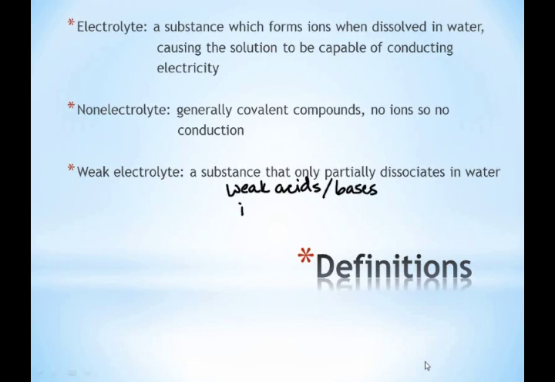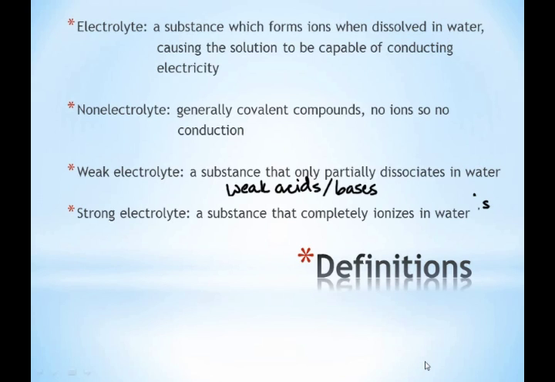and insoluble ionic compounds. And insoluble ionic compounds is a little misleading because we think of insoluble as something that doesn't dissolve at all. But it turns out that there are a lot of ionic compounds that actually do dissolve, but they don't dissolve to an appreciable amount, and so we label them insoluble.